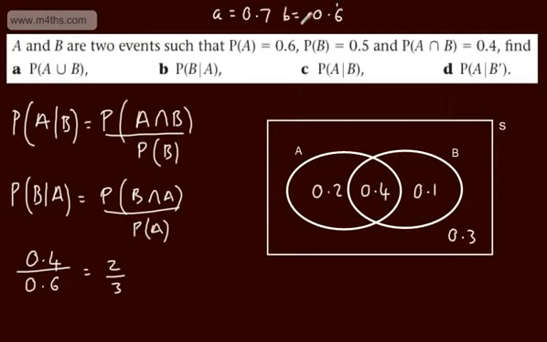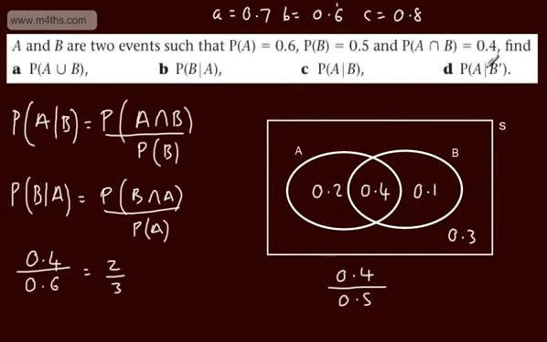So that one's B. The probability of A given B. So all we need to do is use this one here. So it's going to be the intersection, which is 0.4, divided by the probability of B, which is 0.5. And what's that going to give us? 4/5, which is 0.8. Okay, and that's logical. We're just looking for this bit in the whole part there. So that one, C, is going to be now 0.8.